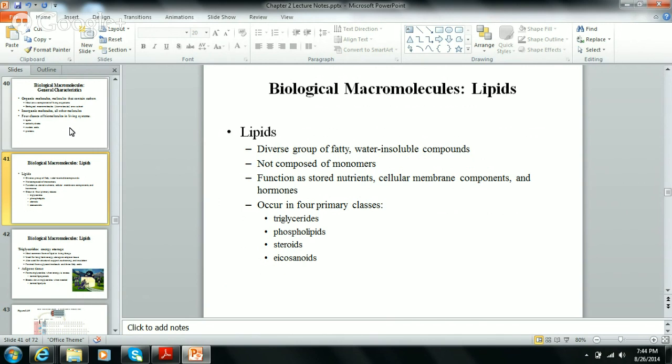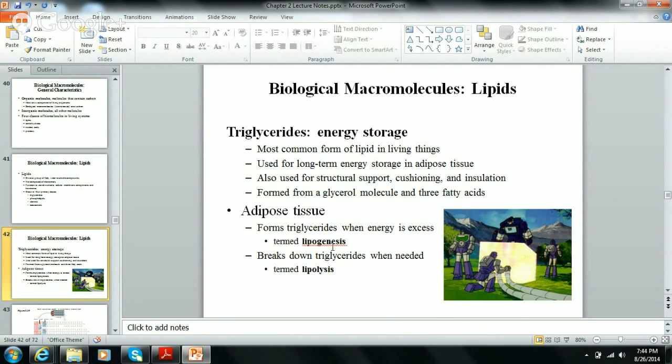And generally, we see that lipids can function as stored nutrients, cellular membrane components, and hormones. This is just a quick and easy way to say, hey, this is what these things are called when they are carrying out these functions. So let's talk about the first one, which is a triglyceride. What I'm doing is matching the class with the function. Stored nutrients are usually stored as triglycerides. Cellular membrane components are usually referred to as phospholipids, and hormones are steroids and eicosanoids. So let's jump into this really quick with the triglycerides.